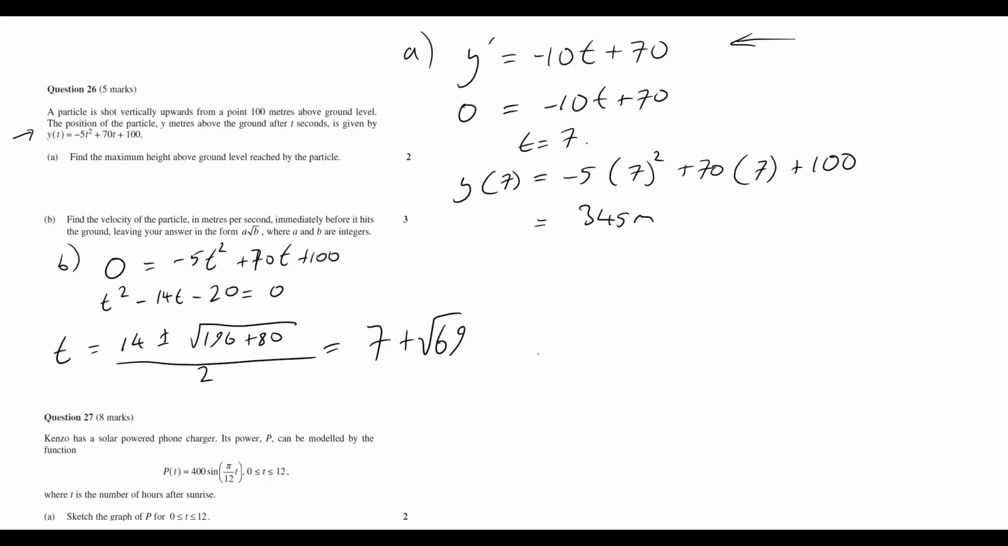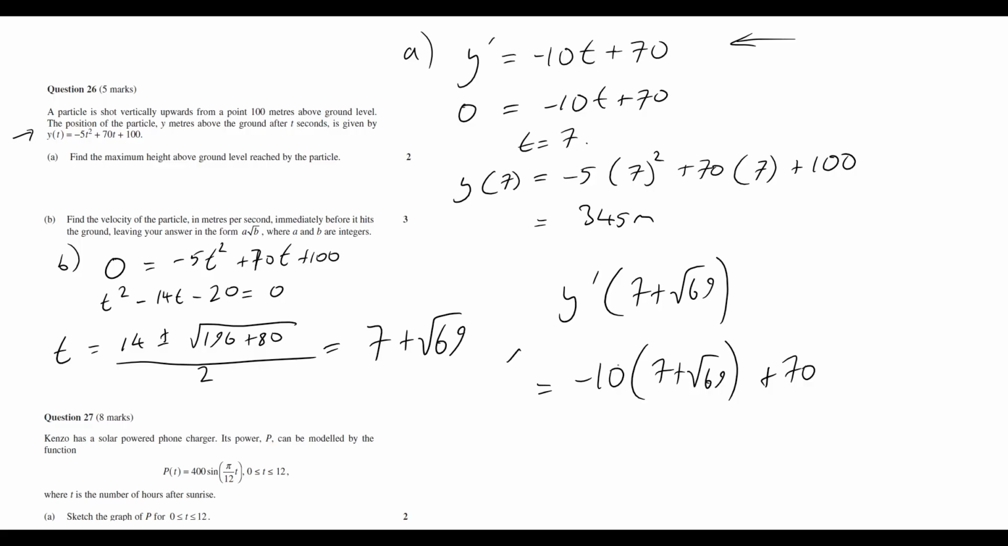So moving forward with this idea, we take y prime of 7 plus root 69, and let's see what we get. So this will now become minus 10 times 7 plus root 69, close bracket, plus 70. Expanding those brackets, we get a negative 70, and then we have that plus 70, so those will cancel out. All that we're left with, our final velocity, is going to be equal to minus 10 root 69. And so we can conclude that A is equal to minus 10, and B is equal to 69. And there we are. That is the solution in the form of A root B.